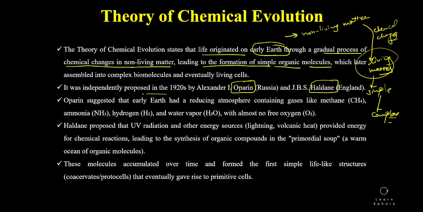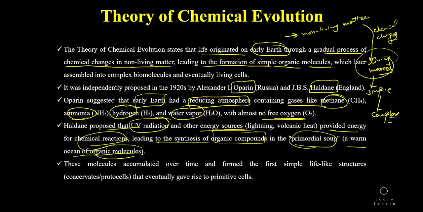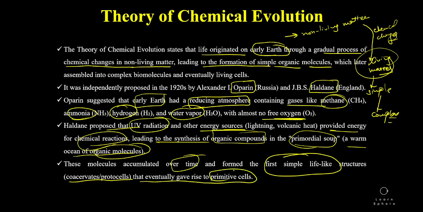Oparin suggested that early Earth had a reducing atmosphere which contained gases like methane, ammonia, hydrogen and water vapor with almost no free oxygen. Haldane proposed that UV radiations and other energy sources provided energy for the chemical reactions, leading to the synthesis of organic compounds in the primordial soup, a warm ocean of organic molecules. These molecules accumulated over time and formed the first simple life-like structures. They called them coacervates or protocells that eventually gave rise to the primitive cells.